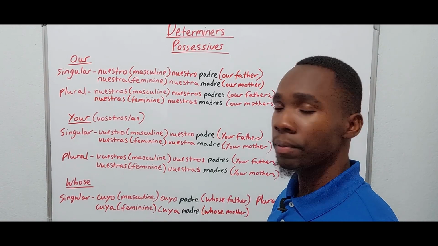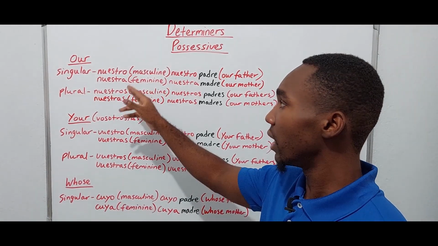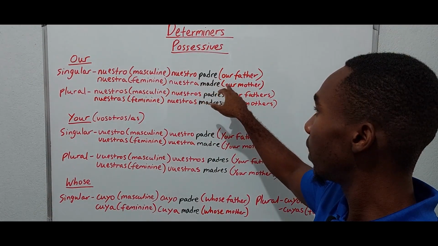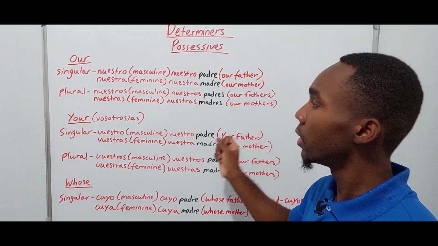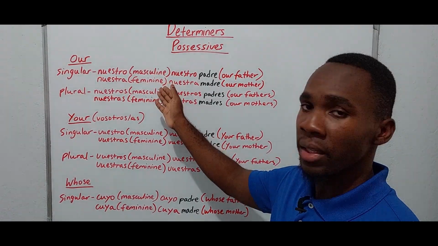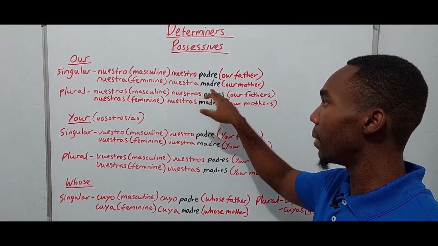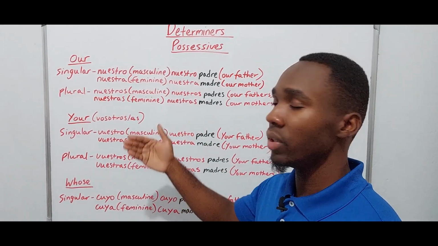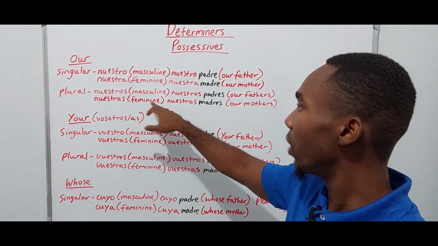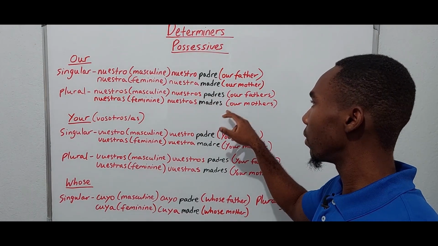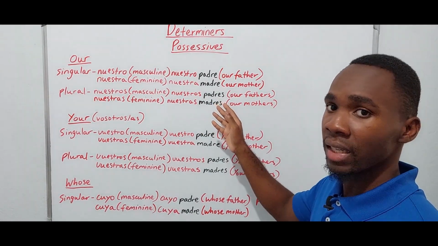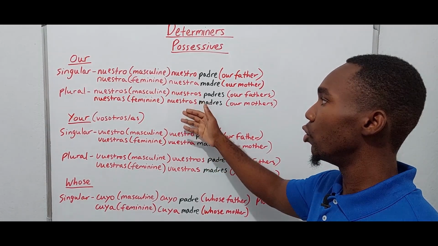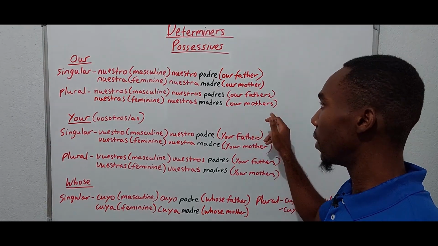So our. The singular masculine is going to be nuestro. So nuestro padre, our father. Nuestra is the feminine counterpart. Nuestra madre, our mother. If you want to make them plural, we simply add s. So nuestros padres, our fathers. That could also translate as parents. Nuestras, feminine. Nuestras madres, our mothers.